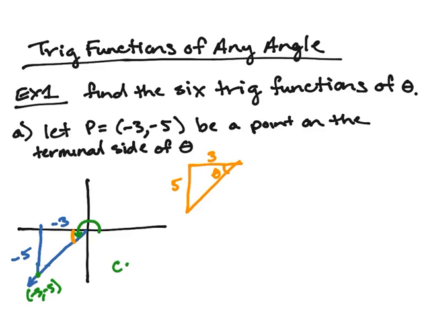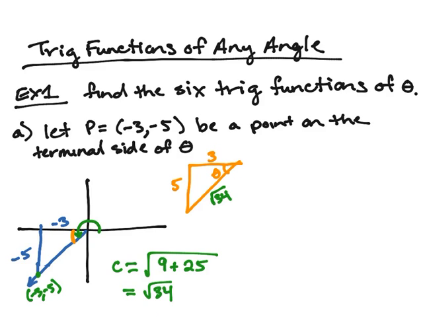So we get c for the hypotenuse equals the square root of a squared plus b squared. That would be 9 plus 25, right? 3 squared plus 5 squared equals the square root of 34. And I checked to see if I can simplify that. Well, 34 is 2 times 17. Those are both prime numbers. I can't do anything. So my hypotenuse, we're just going to say, is the square root of 34.